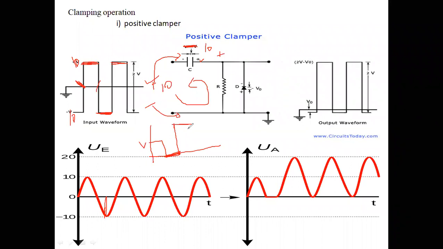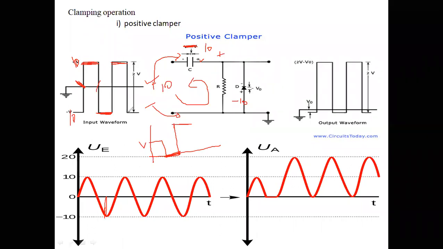When the input signal goes to minus 10, here it will be at minus 10 volts, because it is not a sinusoidal, it is a square wave.